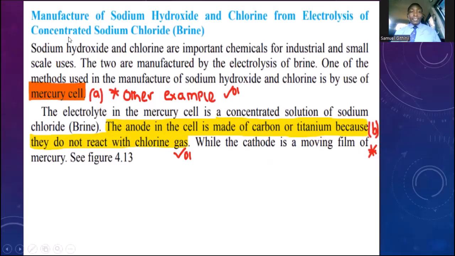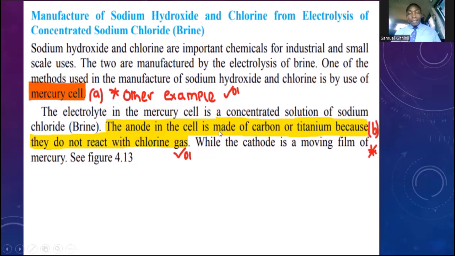That is it, as it is in the book. You can see that is the manufacture of sodium hydroxide and chlorine from electrolysis of concentrated sodium chloride, brine. The stories are given there. This can be done using the Mercury cell. And part A, we were to name other types of cells. And which are these other types of cells? I'm going to discuss them down here.